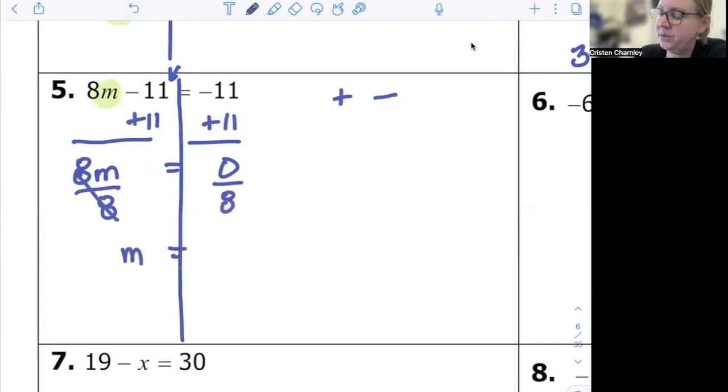M is equal to 0 divided by 8. M is equal to 0.